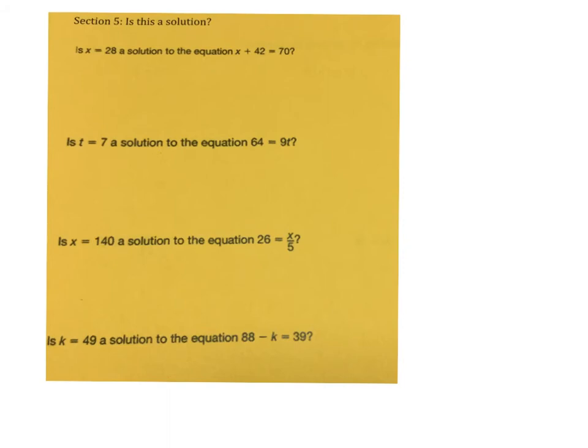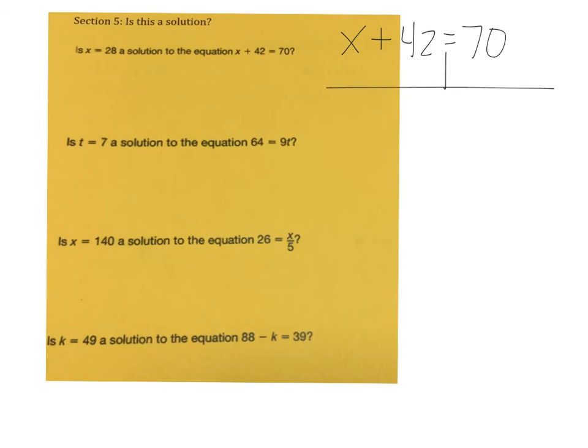For section 5, we're going to figure out if this is a solution. So is x equal to 28 a solution to the equation x plus 42 equals 70? So we're just trying to decide, in this equation, is x going to be equal to 28, yes or no? So I'm going to go ahead and solve this equation. So x plus 42 equals 70. So I'm going to isolate the variable.